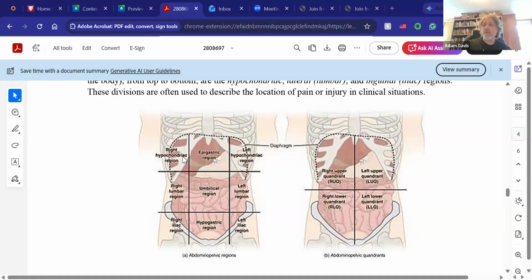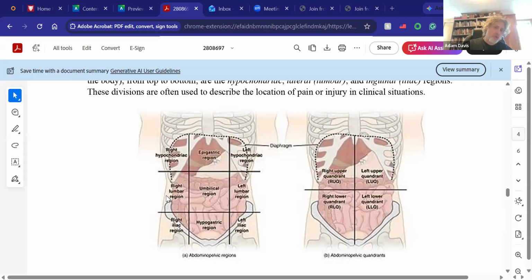Hypochondriac. The word hypochondriac people use to say somebody who thinks they're always sick. In this context, hypo means below. Chondro means cartilage. Hypochondriac means below the cartilage that binds the ribs to the sternum. So hypochondriac region. Epigastric, prefix epi means on top of. The epigastric region right here in the middle of this region, it's above the stomach. Epi means on top of, gastric having to do with the stomach. And then the left hypochondriac region.